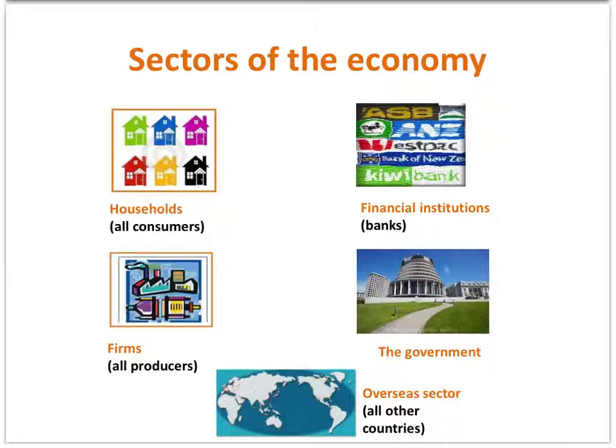The first one is households, all consumers. The second one is firms, all producers. The third one, financial sector, financial institutions, for example, banks. The fourth one is the government, and the last one is the overseas sector, and it refers to all other countries.